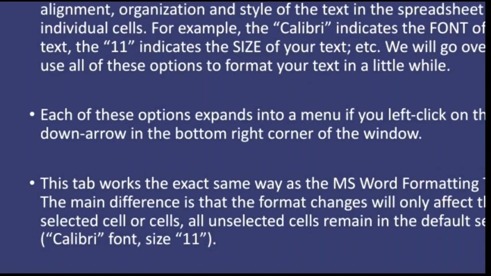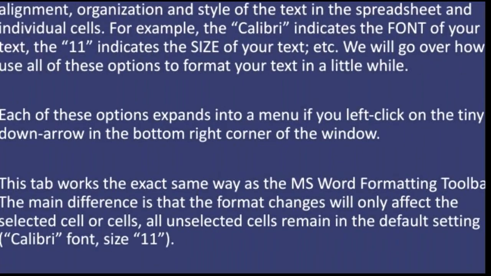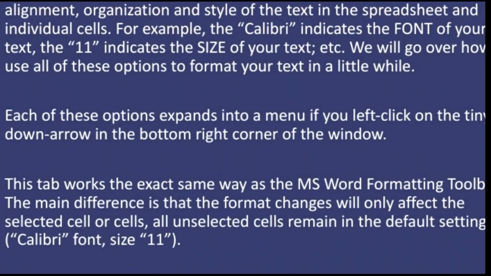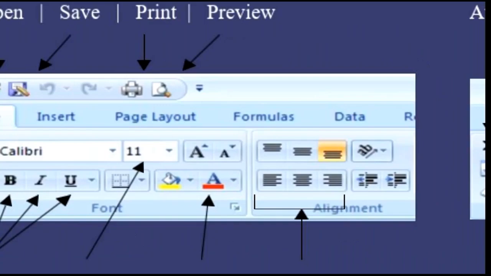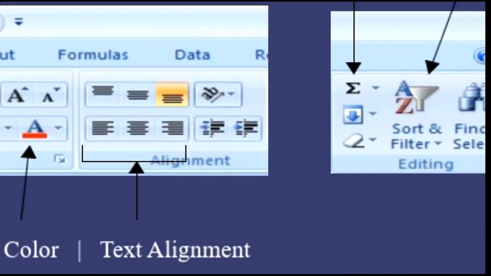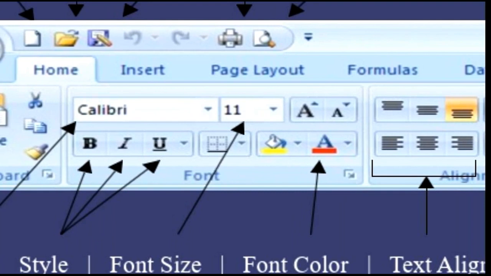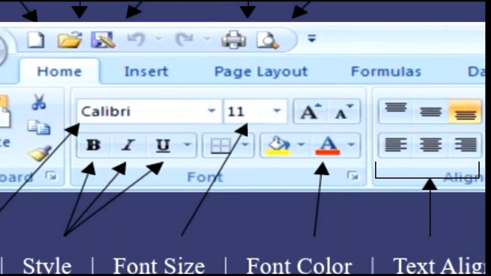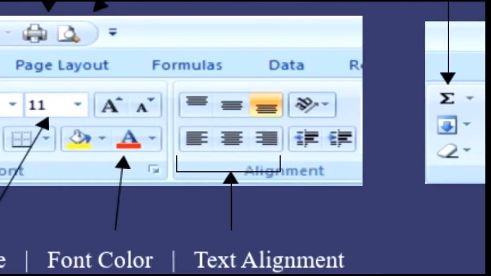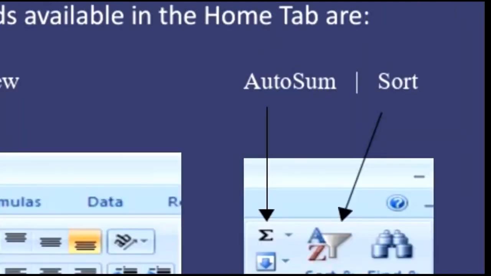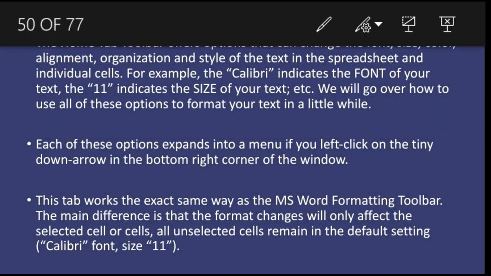Each of these options expands into a menu if you left click on the tiny down arrows in the bottom right corner of the windows. If you left click on these arrows, it shows you different commands. See, this is the Calibri, the font you are using for any document type there. This is the font size, the size that it will carry. So you see that they have little arrows. If you click the down arrows, it will show you other commands that you need to work with.